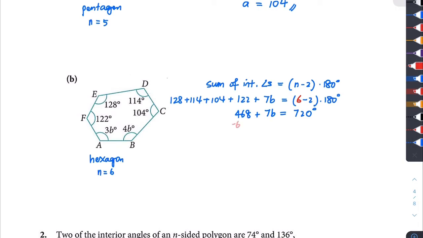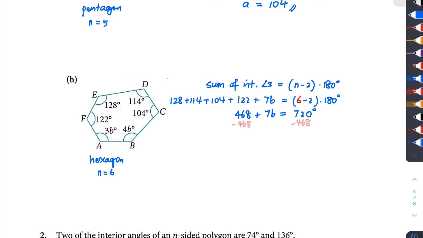Let's solve. So we take away 468 on both sides to cancel out the 468. We have our 7b is going to be equals to 252. And then we can divide by 7 on both sides. So we have b equals to 36.